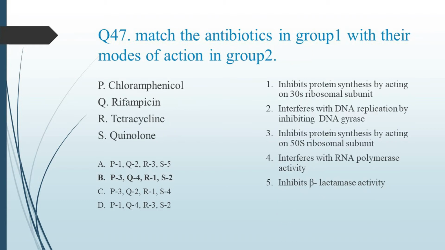Question number 47 is, match the antibiotics in group 1 with their modes of action in group 2. So chloramphenicol inhibits protein synthesis by acting on the 50S ribosomal subunit. Rifamycin interferes with RNA polymerase activity. Tetracycline inhibits protein synthesis by acting on the 30S ribosomal subunit. Quinolone interferes with DNA replication by inhibiting DNA gyrase. So option B, that is P3, Q4, R1, S2, is the right option.